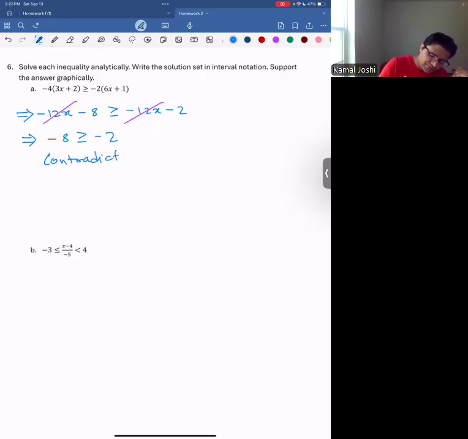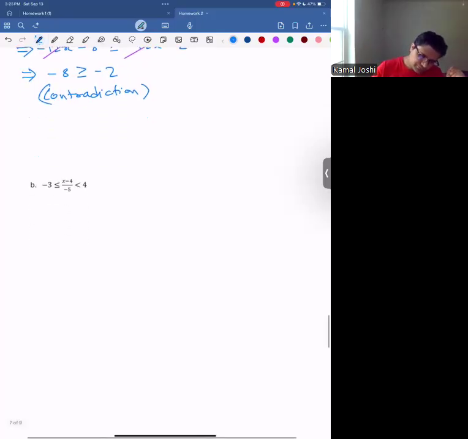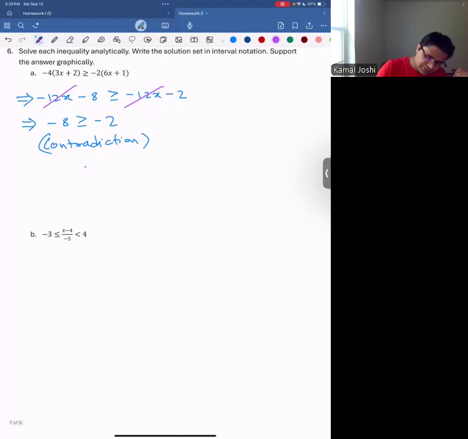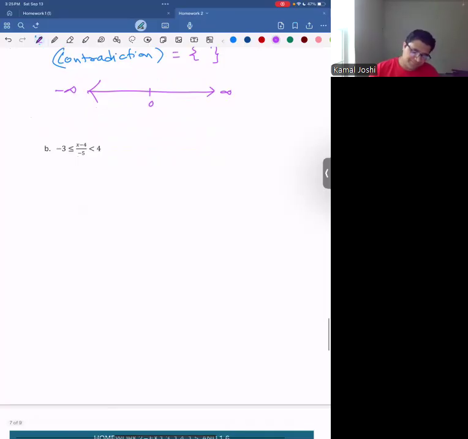So we say the answer is a contradiction. Okay. And if you have to show it in a number line, there is no solution. Basically, that will be your answer on a number line. And if you wanted to write this as an interval, your answer would be an empty set. That is called an empty set, a set with nothing, or a number line without anything marked there, right? So there is no solution. Okay. Next one.